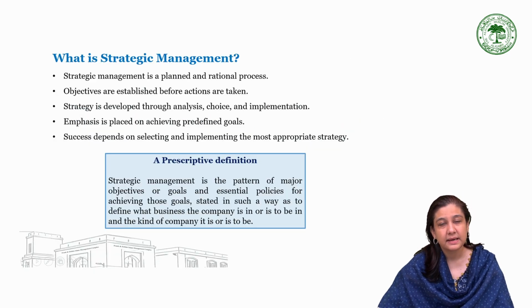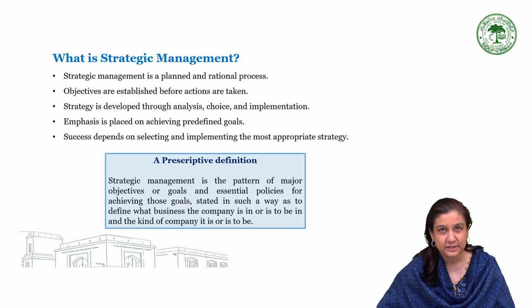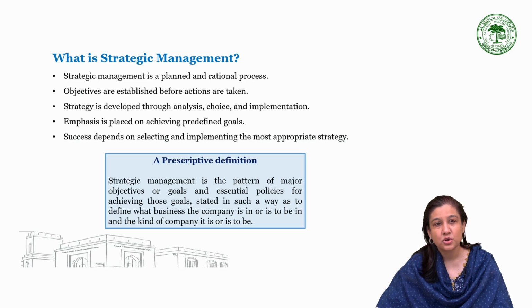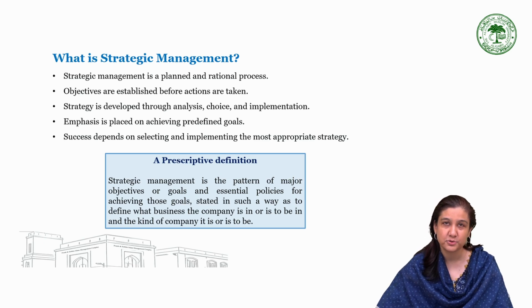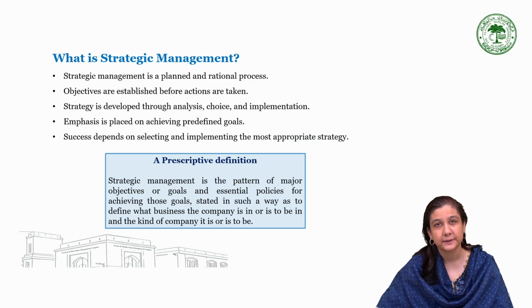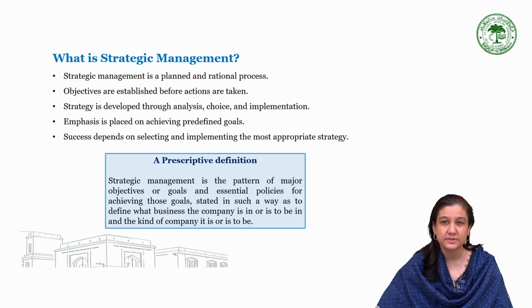Let us begin by understanding the concept of strategic management. Strategic management refers to the process through which organizations formulate, implement, and evaluate decisions that enable them to achieve long-term objectives. In simple words, strategic management helps any organization determine where it wants to go and how it will reach there. Strategic management is the pattern of major objectives and essential policies designed to achieve those objectives.